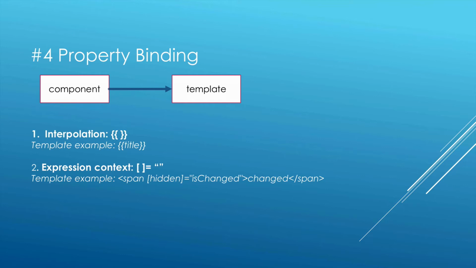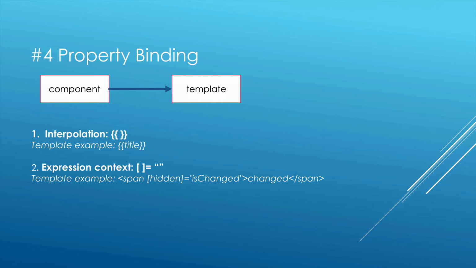In the example I show, there are two ways to do property binding. The common way, first, is called interpolation. It's a fancy term, but actually the syntax is double curly braces. For example, in the component, you define a variable called title. And then if in the template you write double curly title double curly, the title you defined in the component will show on the template.